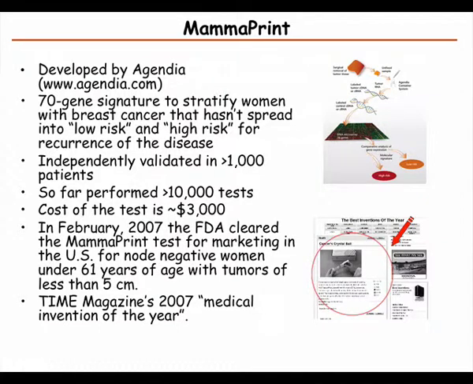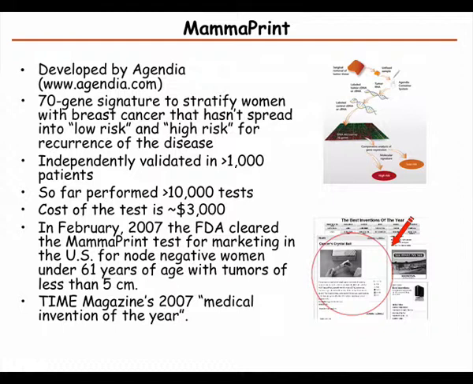So back to molecular markers. There are several products on the market, more than we can talk about here, and some are more successful than others. One example is called MammaPrint, a 70-gene signature to stratify women with breast cancer into lower and higher risk groups for recurrence of the disease. And one can then use that to be more aggressive or less aggressive with the treatment.